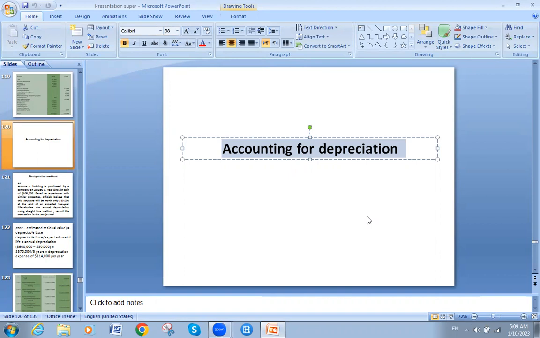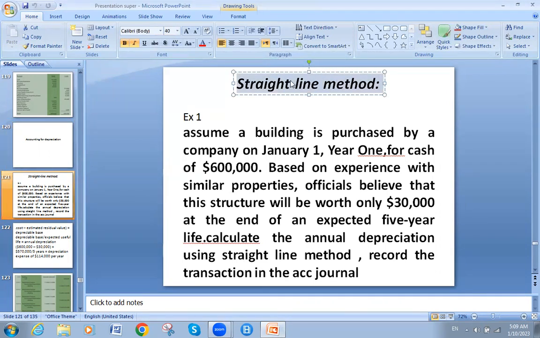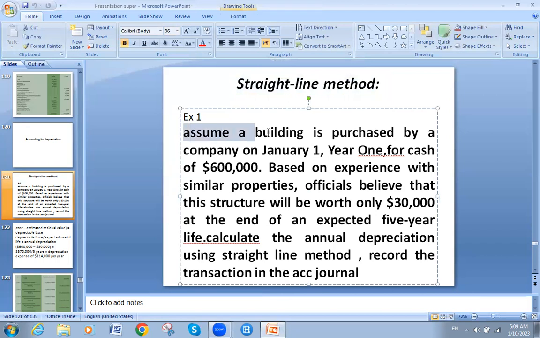So how will we account for the depreciation? The first way to account for the depreciation we call the straight line method. Assume a building is purchased by a company on January 1 for cash of $600,000.